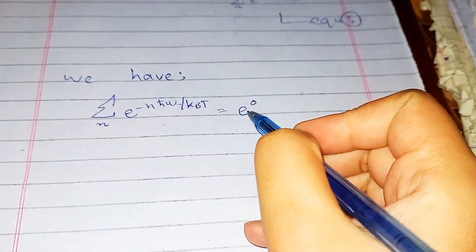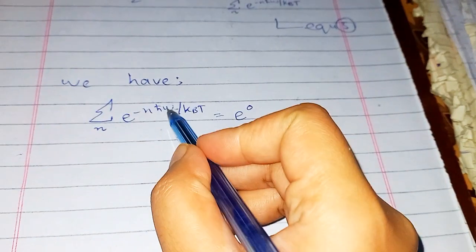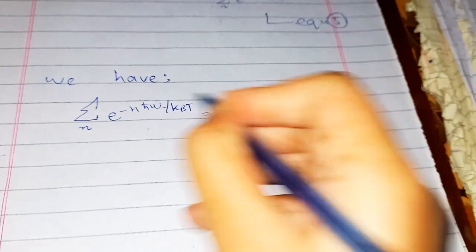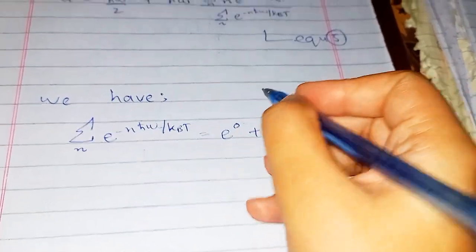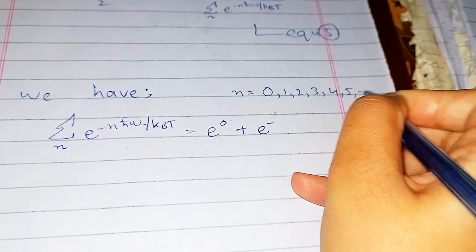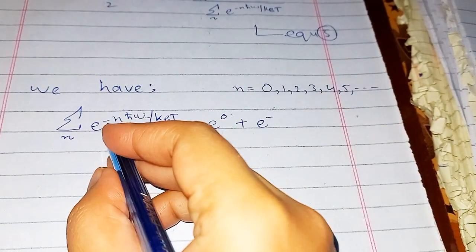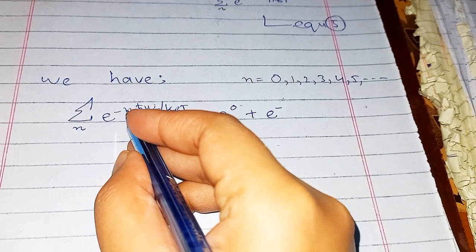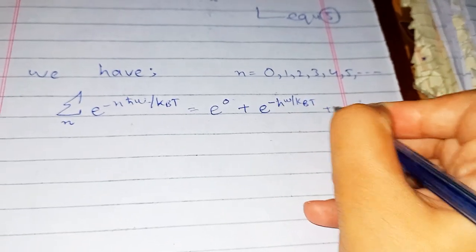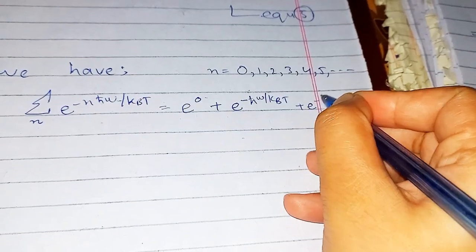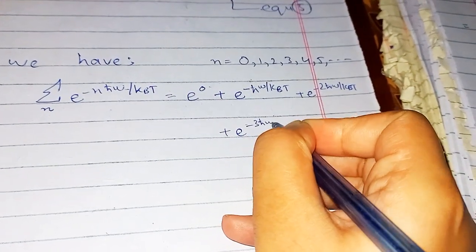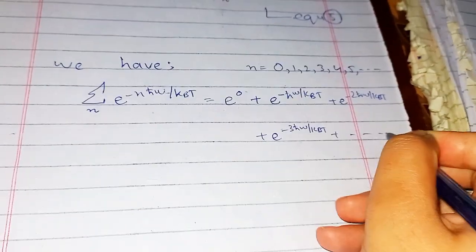Okay, so we'll put the value of n equal to 0, so it will make the whole term e to the power 0, plus e to the power negative. In place of n we'll put 1 now. The n value is 0, 1, 2, 3, 4, 5 and so on. So negative as it is, in place of n you'll write 1 into ħω by kBT. It's simply ħω by kBT. Then you will put n equals 2, so it's e to the power minus 2ħω by kBT, and e to the power minus 3ħω by kBT, plus and so on.